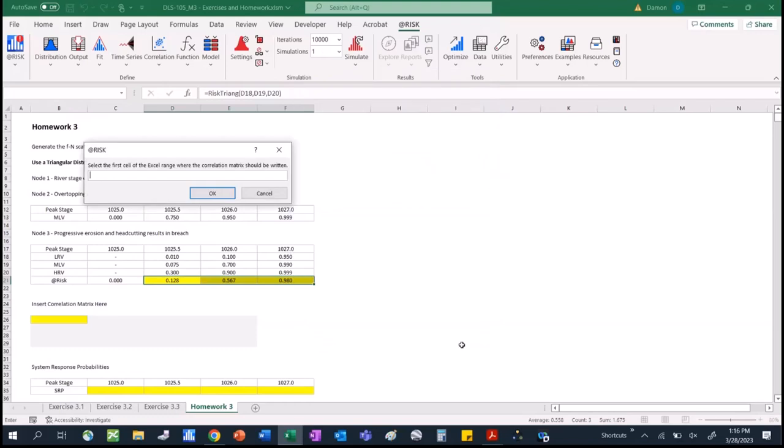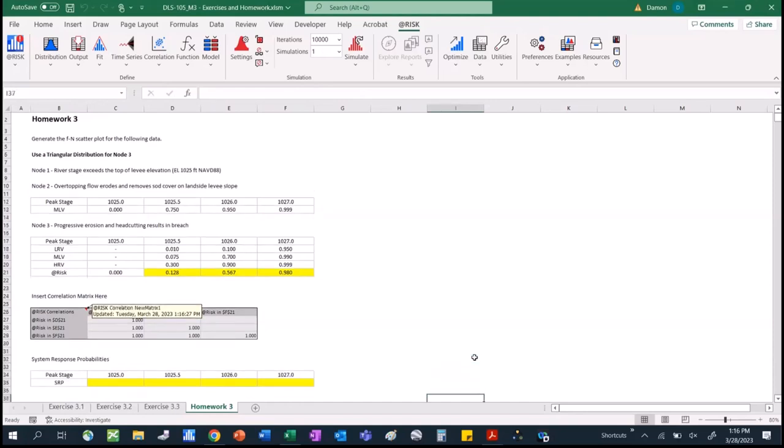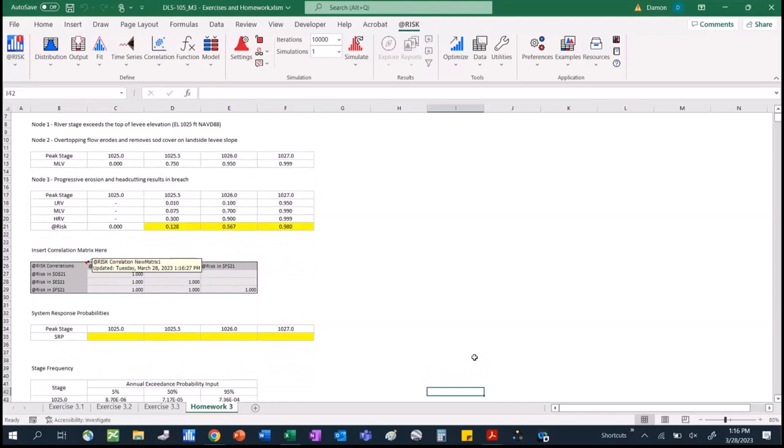And @RISK is going to ask me where to put it. They want the first cell of the Excel range where that correlation matrix is going to be written. So for our purposes, that's this yellow cell right here. Click OK. And that'll drop in my correlation matrices. In practice, you won't always have these beautiful rectangles perfectly lined up to fit. So just really anywhere in the spreadsheet is fine. You can always move it later. Just make sure you have enough space for it, because it will overwrite your data if you put it in the wrong spot. Okay. So I have that first correlation matrices in.